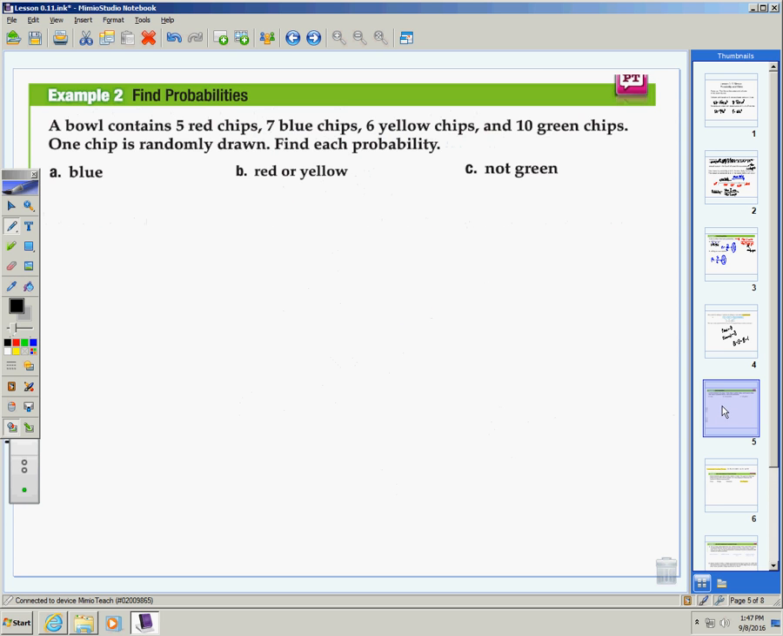So if we look here, we've got a bowl contains 5 red chips, and if you notice, I'm going to underline important information. 7 blue chips, 6 yellow chips, and 10 green chips. 1 chip is randomly drawn, find the probability. Well, got to remember, probability is always what I want over what I can get. Which means, first of all, I need to find out what I can get. What is the sample space?